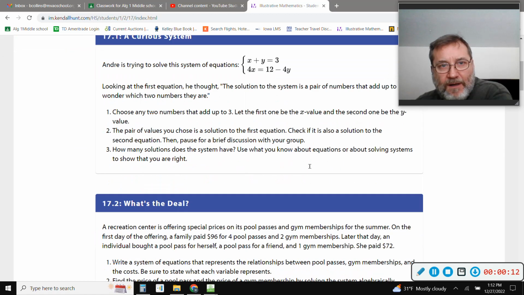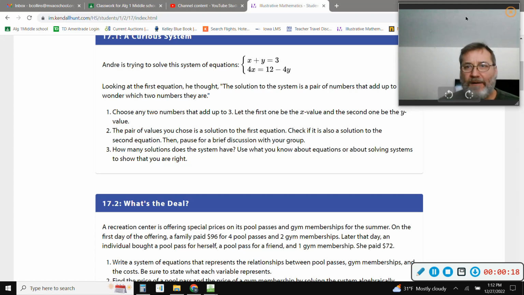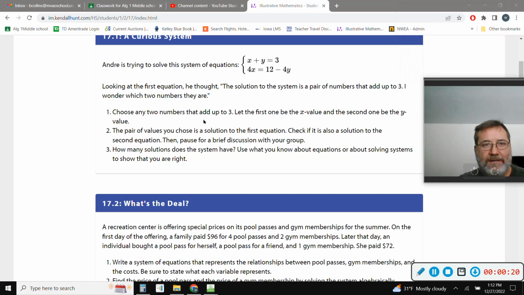So they're starting out in 17.1 with a curious system. You have these two equations. And they kind of start you out here. They say, look at the first equation. He thought the solution to the system is a pair of numbers that add up to 3. I wonder which two numbers they are.